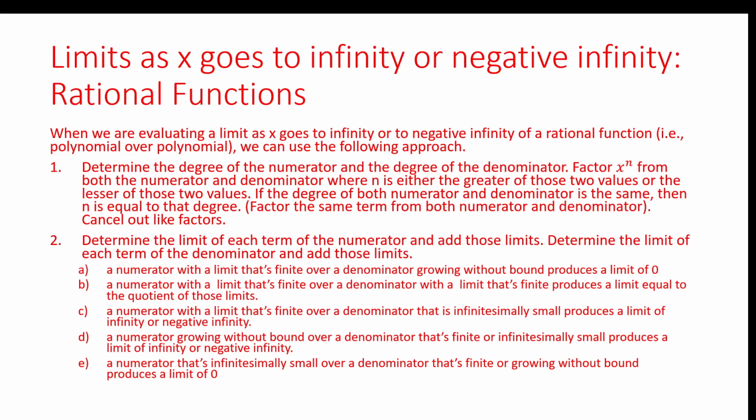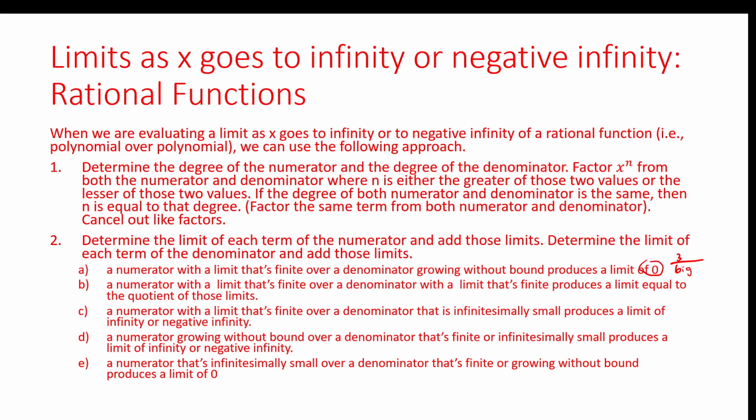Then what we're going to be able to say is if we have a numerator with a limit that's finite, over a denominator growing without bound, that would produce a limit of 0. So 2a means you have a finite number, like let's say 3, over a denominator that's getting infinitely large. That's going to go to 0. It'll never equal 0, but the limit will be equal to 0.